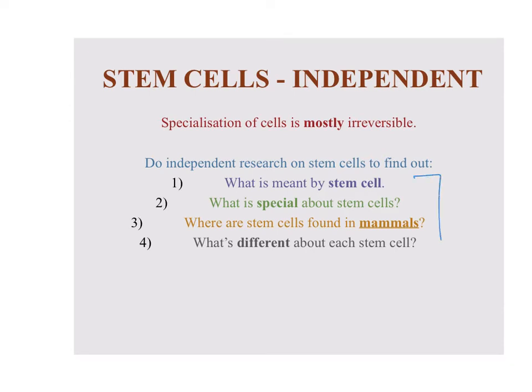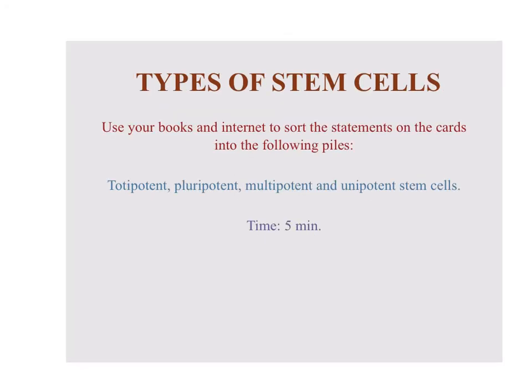So have a go at researching these 4 questions. What is meant by stem cells? What's special about them? Where are the stem cells found in mammals, not just animals? And what's different about each stem cell? So that's your toti, pluri, multi, and unipotent stem cells. Do some research. We're going to take a look at each of those in a sec, but pause now and then play when you finish those.